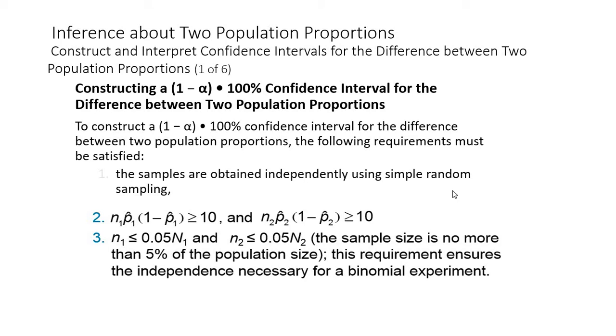In order to construct a (1 minus alpha) times 100% confidence interval for the difference between two population proportions, the following requirements must be satisfied. The first requirement: the samples are obtained independently using simple random sampling. The second requirement is n1 times p1 hat times (1 minus p1 hat) is greater than or equal to 10, and the same for the second population, so n2 times p2 hat times (1 minus p2 hat) is greater than or equal to 10.